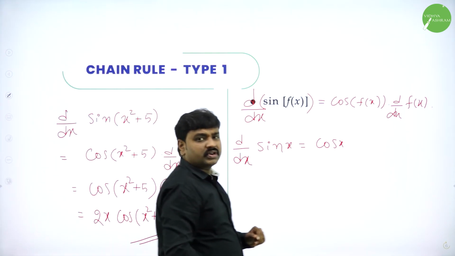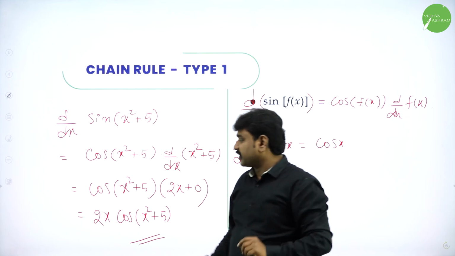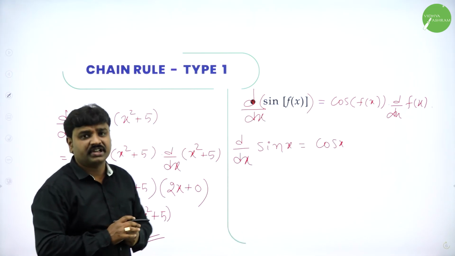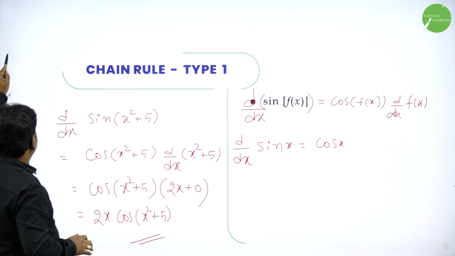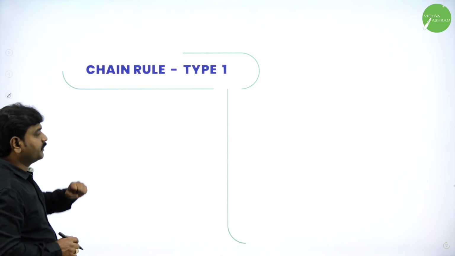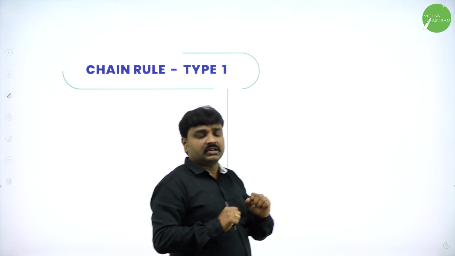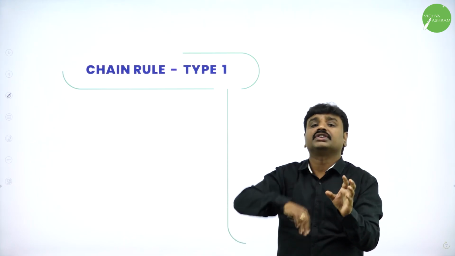So I hope all of you understood that the derivative of sin of f of x is cos of f of x into d by dx of the internal function f of x. Now generally I took one function inside another, but we may have function of function, many functions.